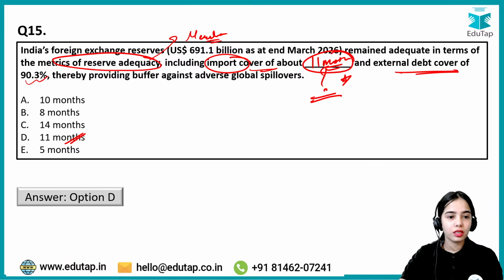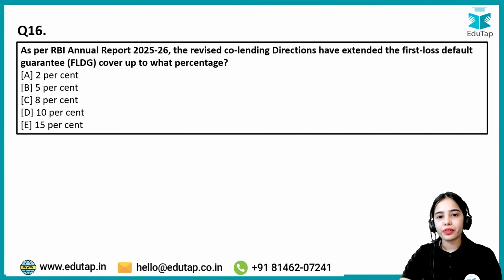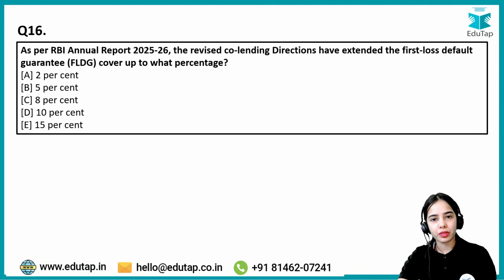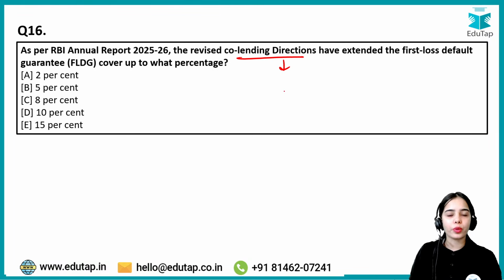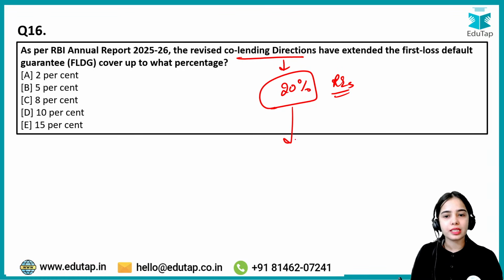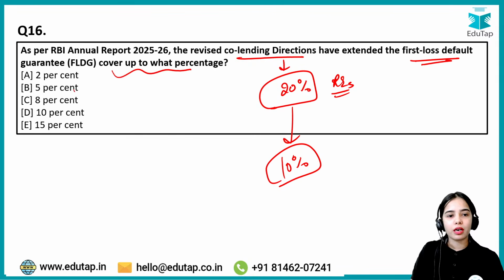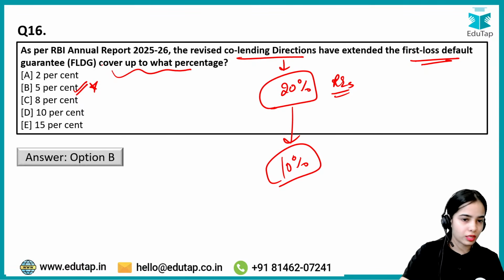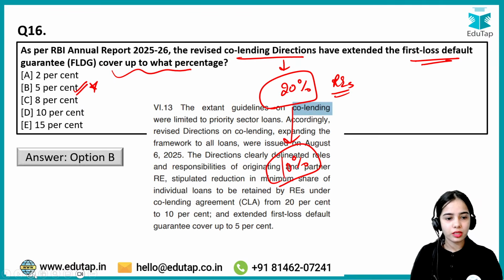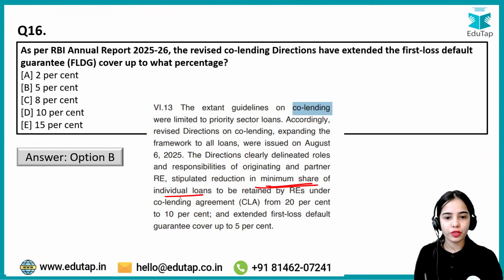11 months. Chalo. As per RBI Annual Report 2025-26, the revised co-lending directions have extended the first loss default guarantee cover up to what percentage? So, in the co-lending directions, we revised that the minimum co-lending share for regulated entities was 20%. This has been reduced to 10%. And the first loss default guarantee cover is up to 5%. That is allowed. So, 5% is the answer. Chalo. So this is what we discussed, that for the regulated entities, minimum share of the individual loans retained by the regulated entities has been decreased from 20% to 10% and extended first loss default guarantee cover up to 5%. So 5% and 10%.